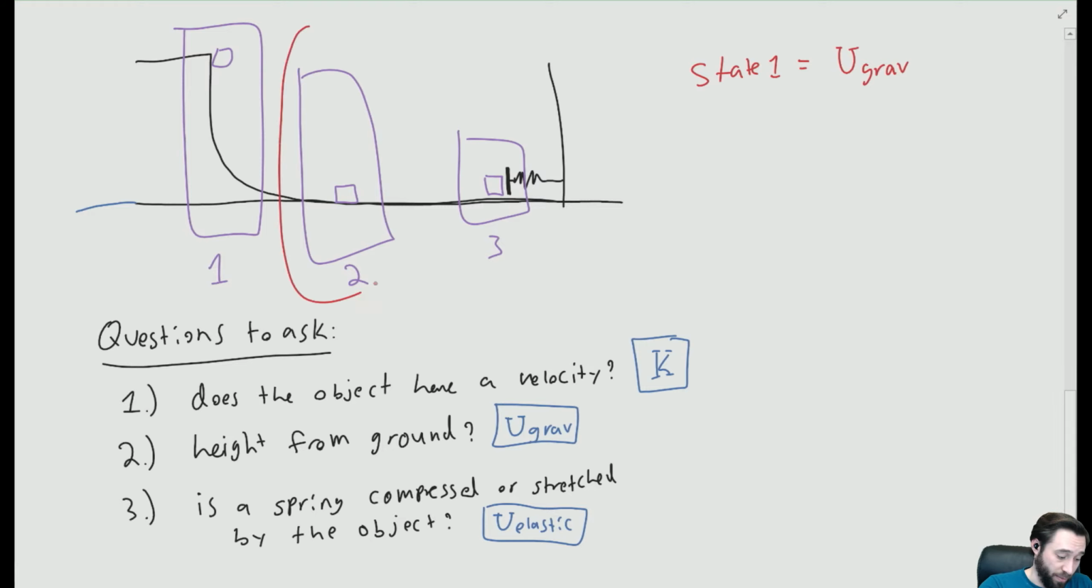Now state 2 is going to be right here. Remember, that's the ground. Is the object moving at state 2? It sure is. When it gets to the bottom of the ramp, it's going to be sliding across the ground, so it has a velocity. So yes, it is moving, so we have kinetic energy. Does it have a height from the ground? It's sliding across the ground, so in this case, no. There is no gravitational potential. And it hasn't quite reached the spring yet, so there's not going to be any elastic energy. So state 2 is going to be kinetic.